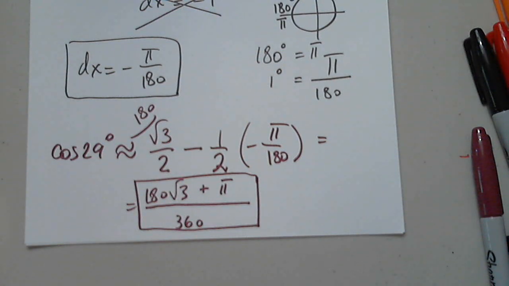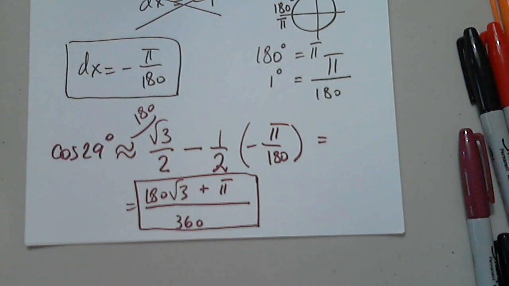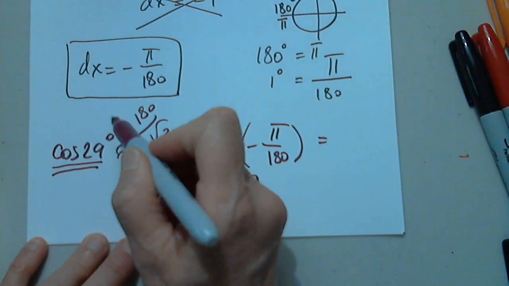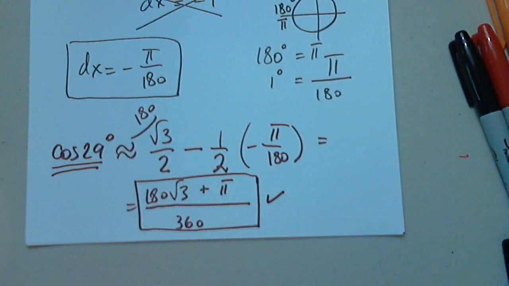So be careful with these cosine functions, trig functions, what you plug in. It depends on the mode you are in. Because the calculator is not smart enough. It doesn't know what you're thinking when you're plugging in. So now I know that indeed cosine 29 is very close to whatever this is.